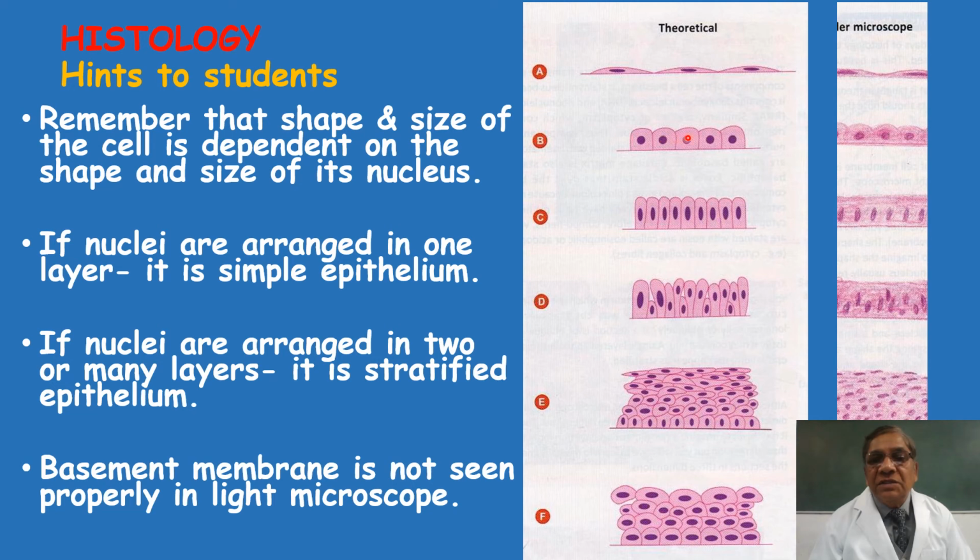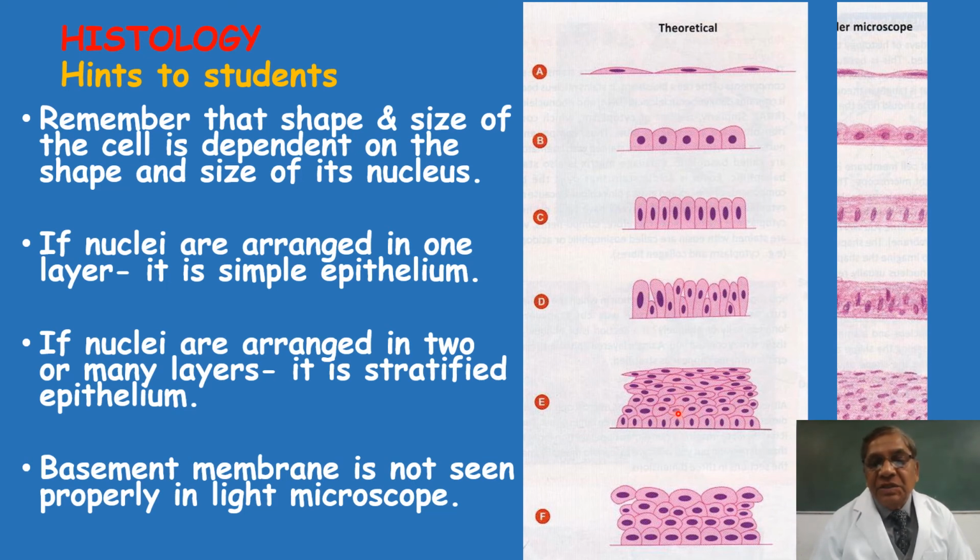Similarly, here the nucleus is rounded, so you have to imagine that it must be a cuboidal cell, and imagine its boundary in your mind. Just by seeing the rounded nucleus, you can say that it is part of the cuboidal epithelium. Similarly, when these nuclei are elongated, see here, then you think that this must be the columnar epithelium.